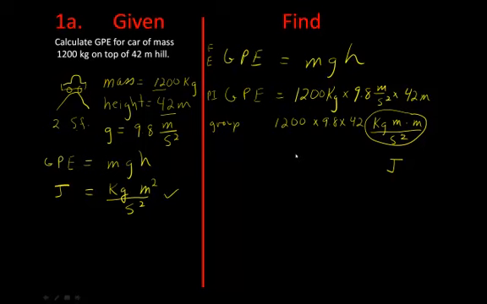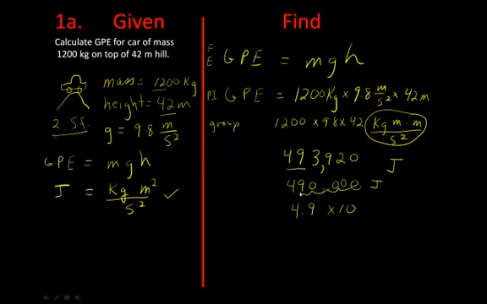Our next step is to multiply this out on a calculator, and we end up with 493,920 joules. That's too many digits. We need to reduce this down. So let's round. Remember, we have 2 significant figures, so we're allowed 2. We'll round to 490,000 joules as an answer. And again, we don't like looking at all these zeros, so let's put that into scientific notation. That's 4.9 times 10 to the 5th joules as a final answer.